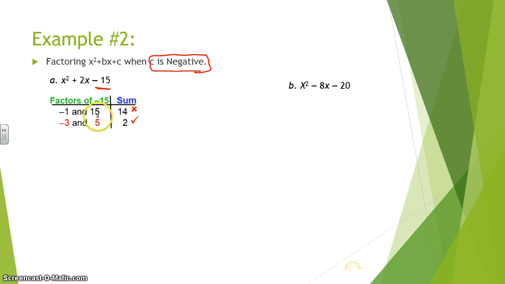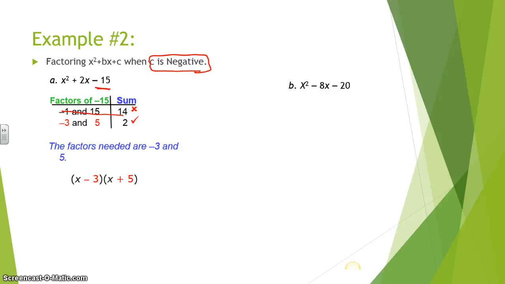Negative 1 plus 15 would give me 14, so that one's out. Negative 3 times 5 gives me negative 15, and when I add it together, it gives me positive 2. So the factors are going to be negative 3 and positive 5, and the way we would write our final answer is x minus 3, x plus 5.